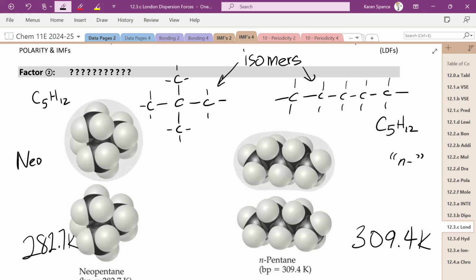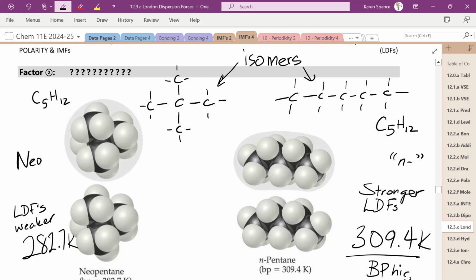One boils at 300 degrees, 310, and one boils at 282. Are the London dispersion forces the same? No, because this one boils at a higher temperature, therefore the LDFs are stronger. And over here, the LDFs are weaker because our boiling point is lower. So what is making the difference between these two? It's not the number of electrons. Take a look at the pictures and see if you can figure out what might be happening.